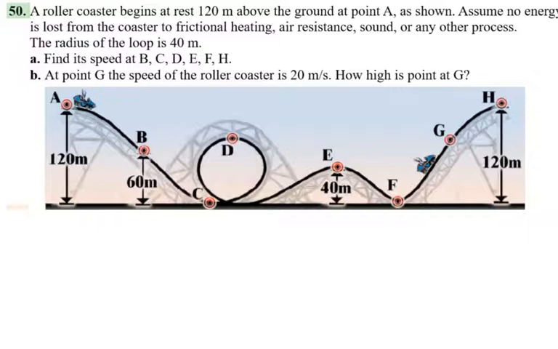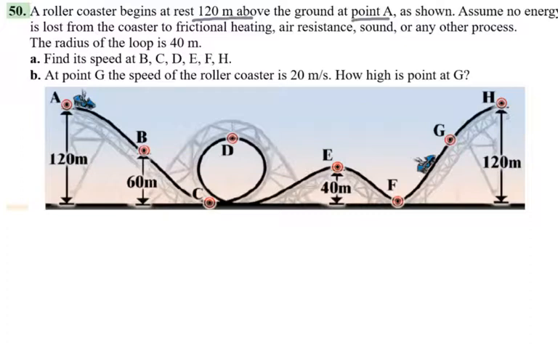So here is one more roller coaster question. We have a roller coaster that begins at rest, 120 meters above the ground, at point A, as shown. Assume that energy is not lost from the roller coaster to friction and air resistance or any other processes. The radius of the first loop is 40 meters, and find the speed at point B.